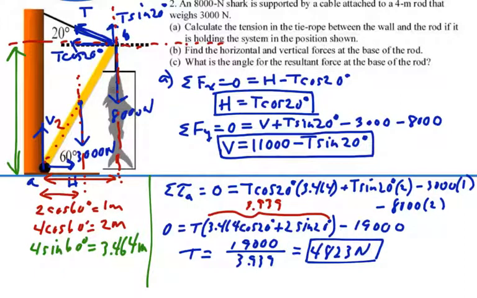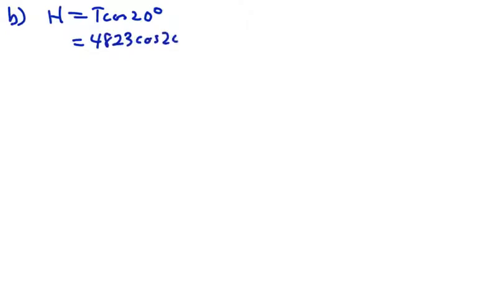We want to find the horizontal and vertical forces at the base of the rod and the angle for the resultant force at the base of the rod as well. So let's do that next. We have that H is equal to T cosine 20, so that's equal to 4,823 times the cosine of 20, and what is that? 4,532 newtons. So that's our horizontal component at the base.